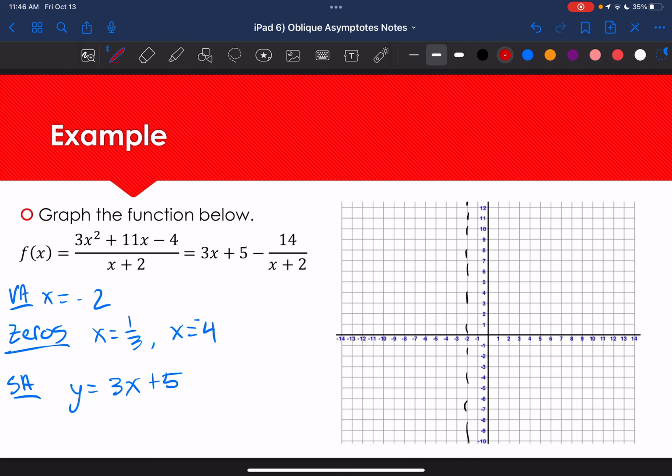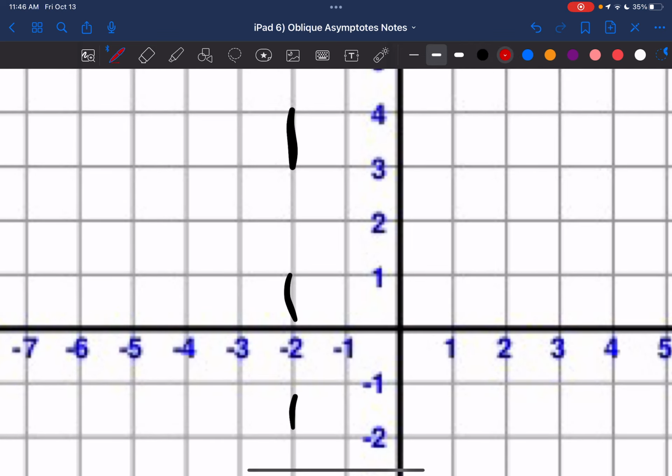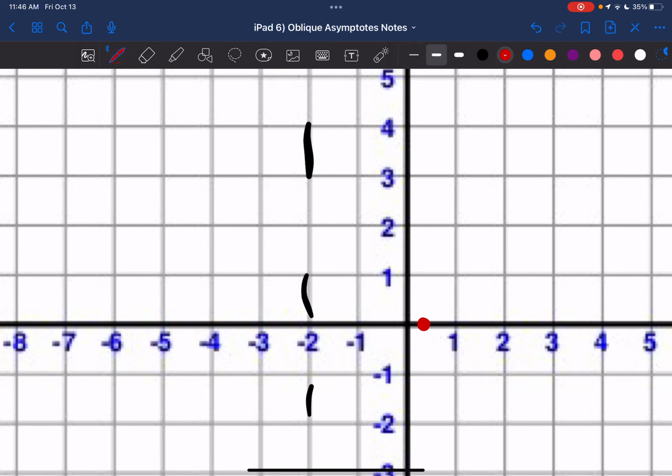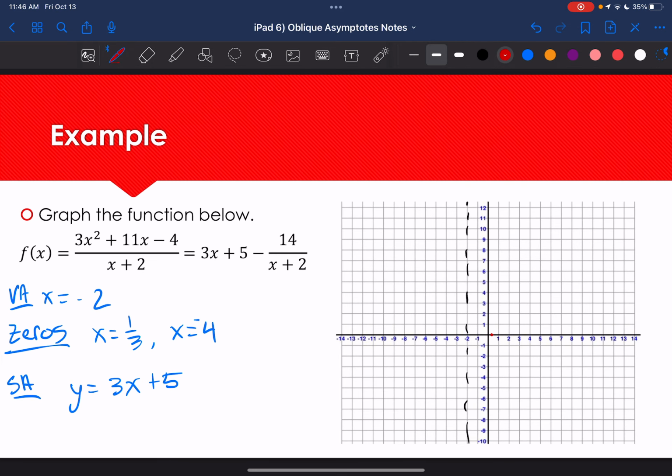Zeros at 1/3. Oh man, I don't know. Like there. And negative 4, so there. And then my oblique asymptote, 5 is the y-intercept. And we've got 3 over 1 this time for the slope, so up 3 over 1. And then I got to go backwards too. Backwards always, I'm a lot slower for some reason.